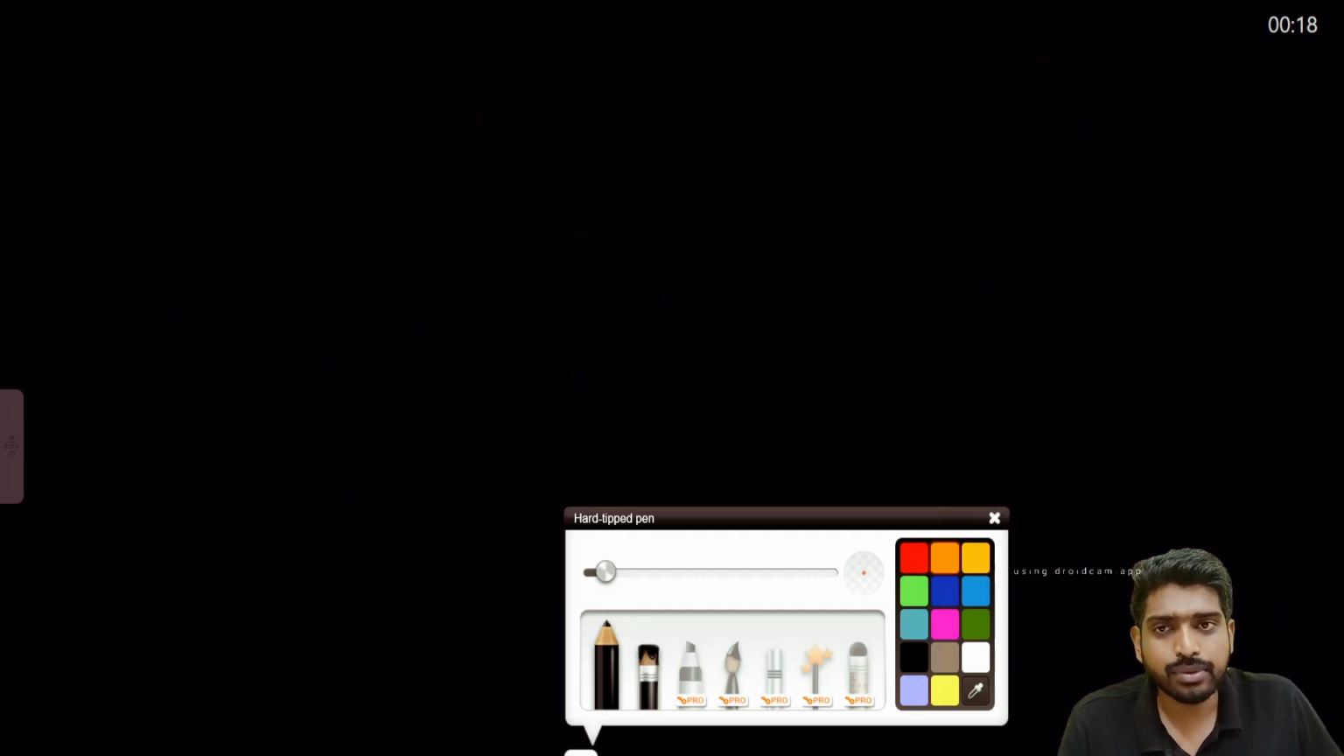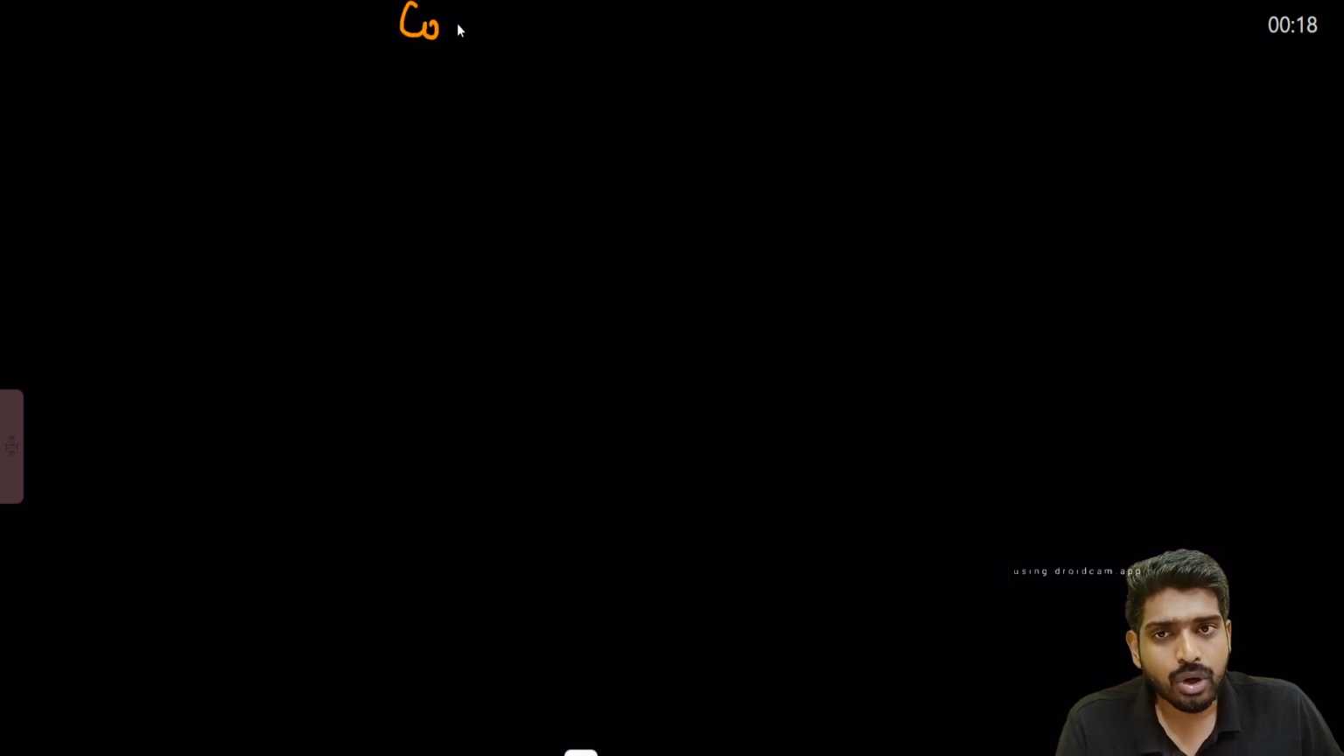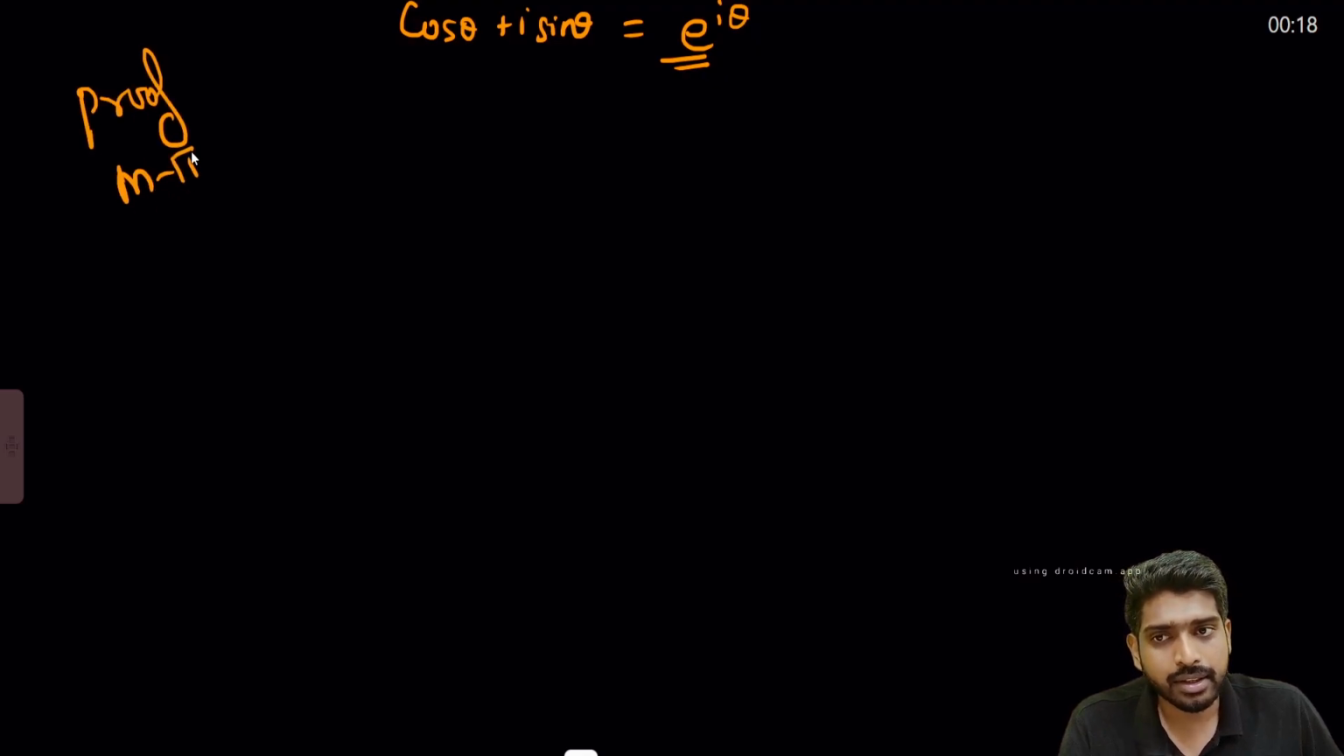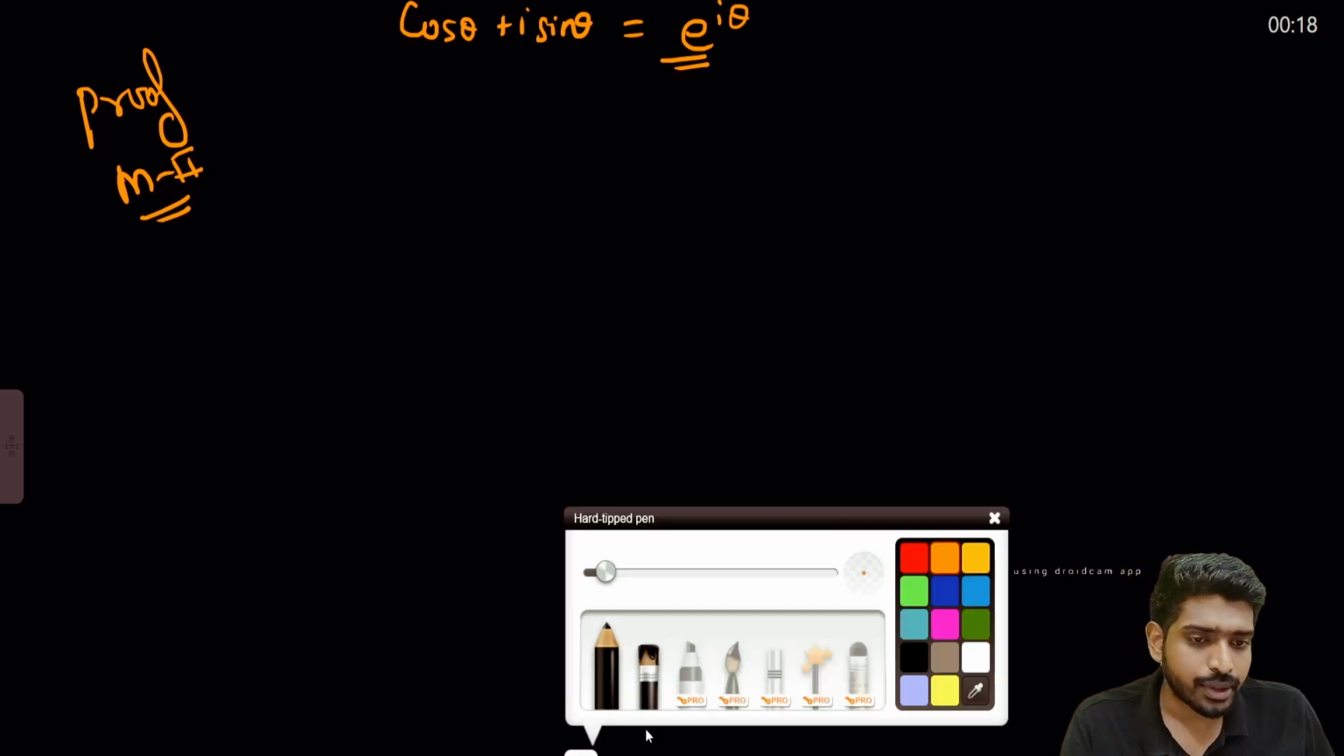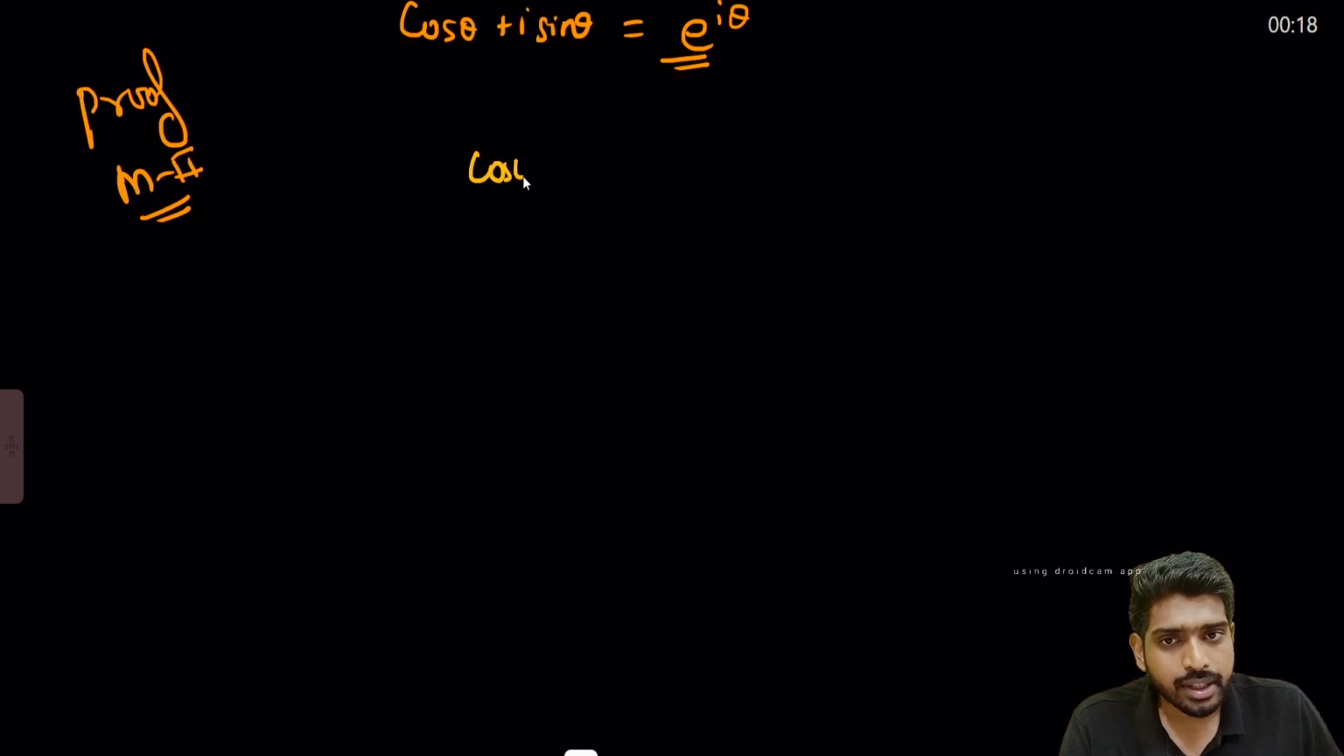Now we'll do the proof of cos theta plus iota sin theta equals e to the power iota theta by method 2. In this method, we'll start with the left hand side. What is the left hand side? The left hand side is cos theta plus iota sin theta. This I'll assume as y.